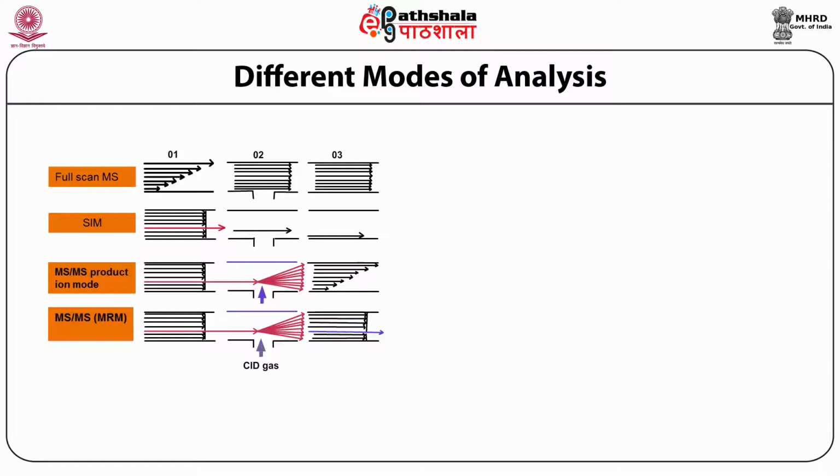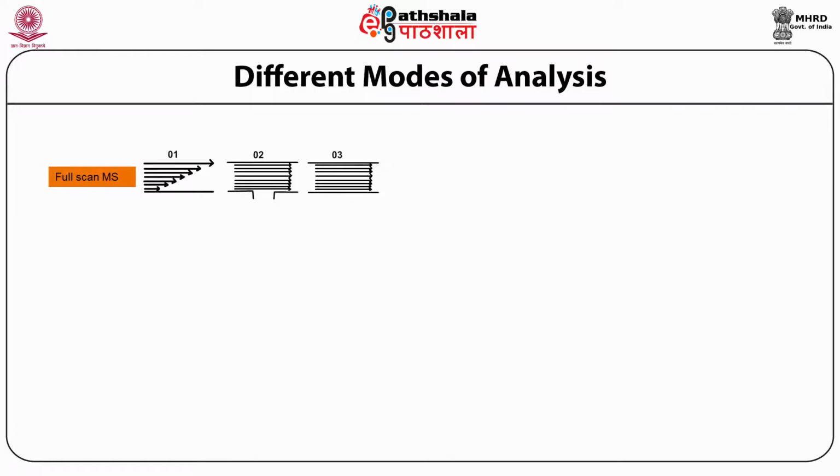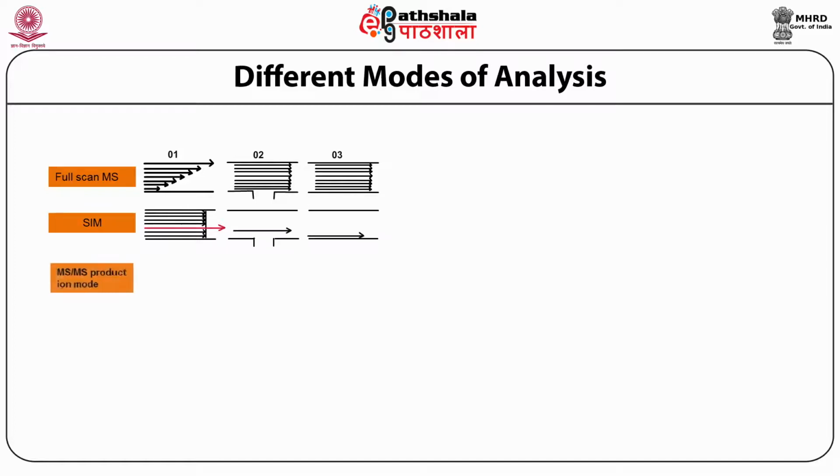Here the quadrupole 1 allows a particular compound to go, quadrupole 2 does the fragmentation, and the fragmented ions are scanned for different molecular masses by quadrupole 3, which gives us the information on how the fragmentation has happened for that particular compound. This information is highly helpful to choose a transition which can be monitored selectively and used in the next mode, that is MRM.